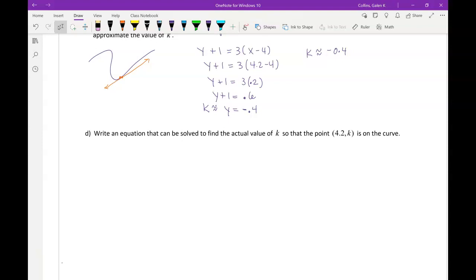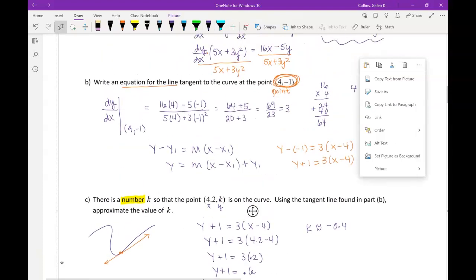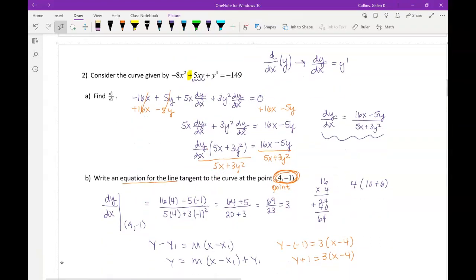So I want to point out, we've got to read these carefully. We are not asked to solve the equation, and that would be extremely difficult, perhaps impossible. I haven't even tried without using a calculator. So again, if I want this point to be on the curve, well, remember we have our equation for the curve already. 4.2 is an x value, k is a y value. So I just go up to my curve, which I have to scroll up because I forgot what it was. So let's see, negative 8x squared plus 5xy plus y cubed equals negative 149.